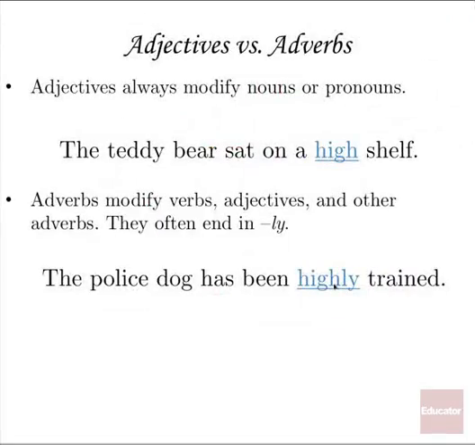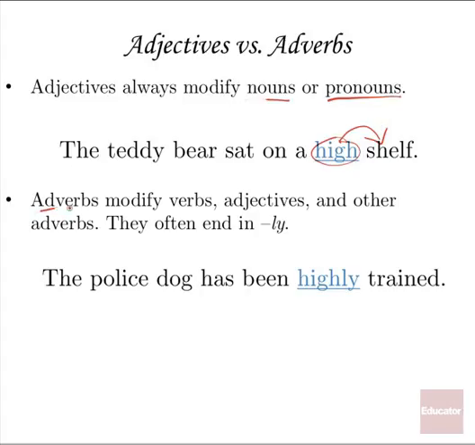All right, adjectives versus adverbs. Adjectives always, always, always modify nouns or pronouns. That is what they do. So if you're trying to tell an adjective from an adverb, look to see if it's modifying a noun or a pronoun. In this case, the teddy bear sat on a high shelf. High modifies shelf, therefore it's an adjective.